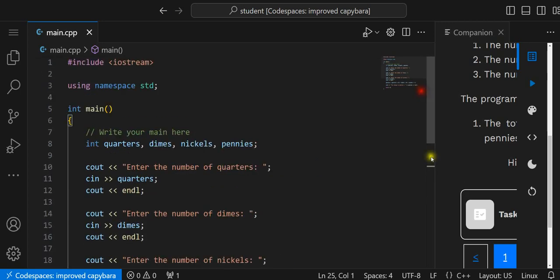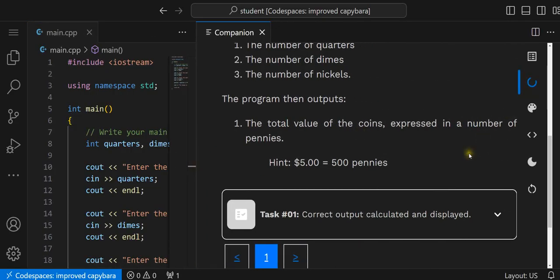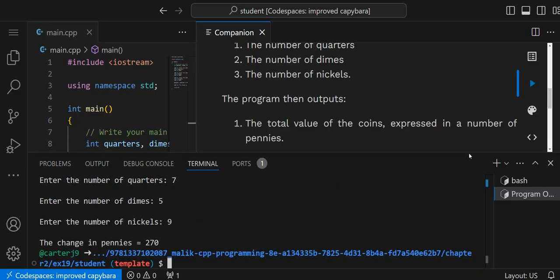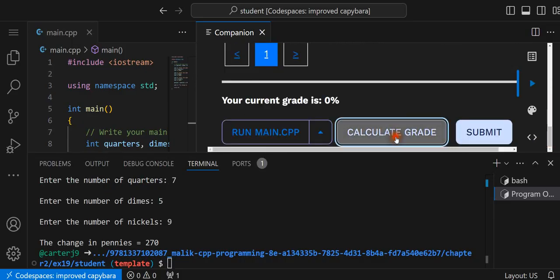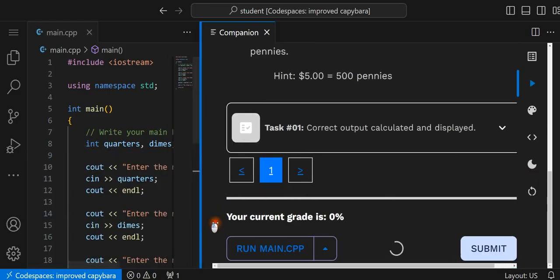So everything looks good. Let's go ahead and run this and see if we're where we need to be. So we need to enter our quarters, 7. Enter number of dimes, 5. Enter number of nickels, 9. 270. All right, let's calculate that. Now let's go back to our code.